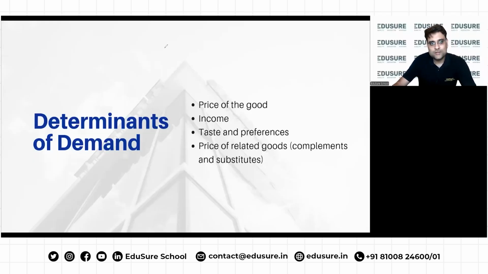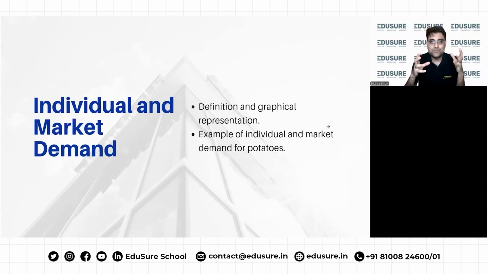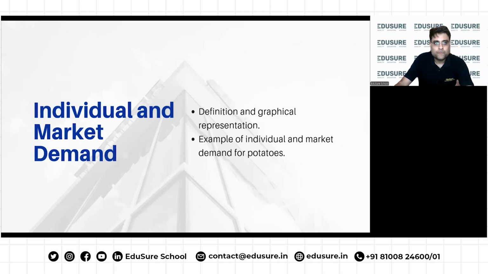Now that we have understood the determinants of demand, it's important to take a look at the difference between an individual and a market demand. Individual demand refers to how much one consumer is willing to buy at a given price. Market demand is the sum of all individual demands at that price.